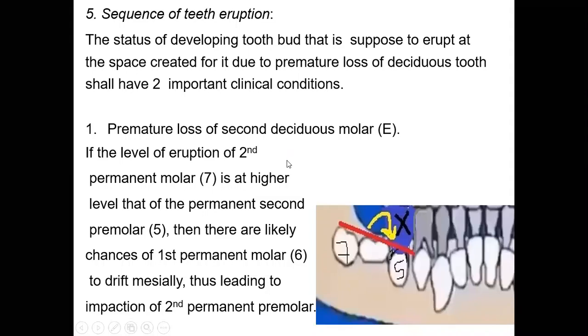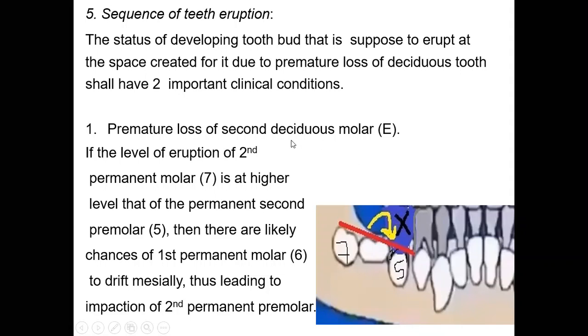Number 5, we need to see the sequence of teeth eruption. It is very important to know the sequence of eruption of the permanent teeth, and we need to know the time of eruption of a permanent tooth. The tooth bud is supposed to erupt at the space created for it due to premature loss. For example, there is a premature loss of a tooth and we want to maintain the space for a permanent tooth. So we need to consider two important clinical conditions where we need to maintain the space.